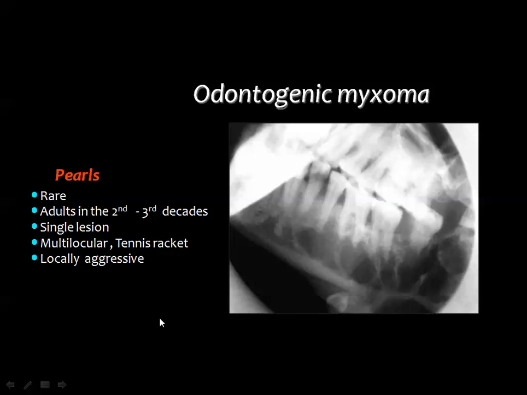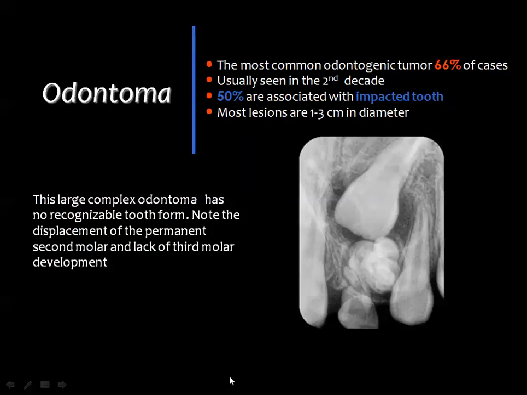Then we came to the sclerotic lesions, and we have odontoma and cementoma. The odontoma is the most common odontogenic tumor of the mandible. It represents about 66% of the cases, followed by ameloblastoma in the frequency of incidence. The lesion is seen in younger patients in the second decade of life. 50% of the lesions are associated with impacted tooth, and most of the lesions range in size between 1 to 3 centimeters. They are totally sclerotic.